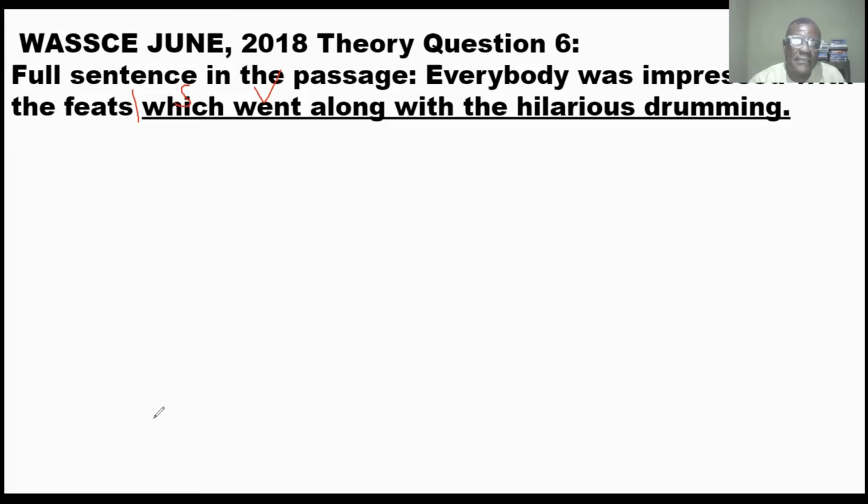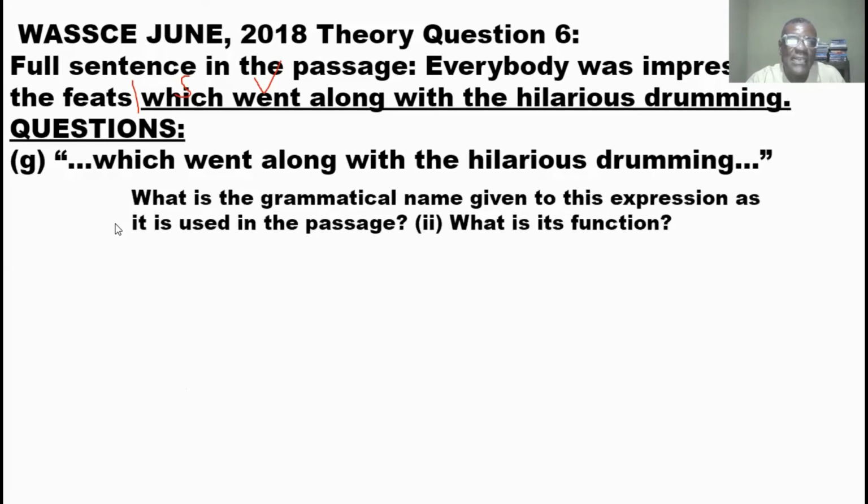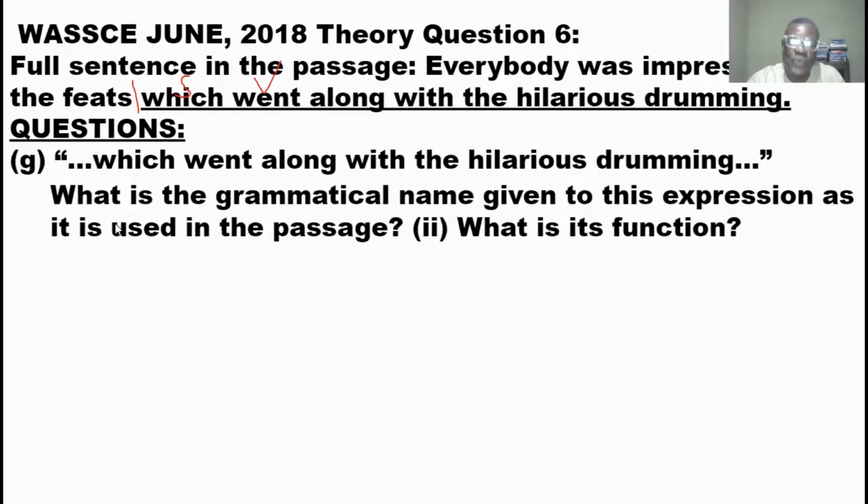And then the next question, let's look at the questions, okay? Look at the expression extracted here. And the questions are normally two. What is the grammatical name given to this expression as it is used in the passage? We already know it's an adjectival clause. What is its function? This is what we now have to examine.